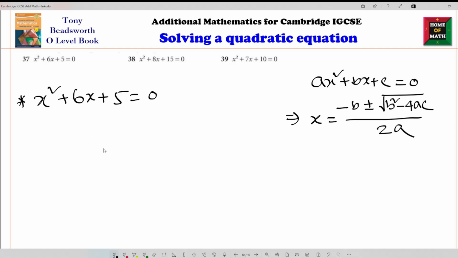We have to find the value of x based on the quadratic equation general formula. Let's start. First we have to compare this equation, x² plus 6x plus 5 equals 0, with ax² plus bx plus c. Here a is the coefficient of x², and here is nothing, it means 1. Then 6x is bx, so b equals 6, and the constant is c, so c equals 5.